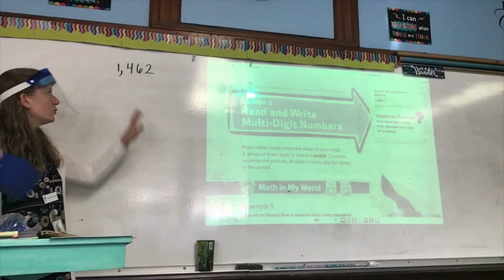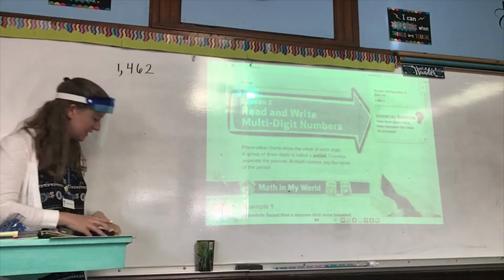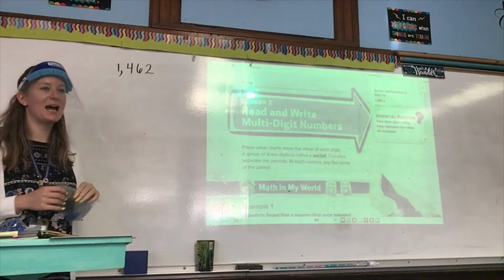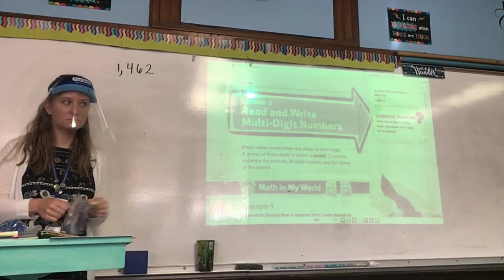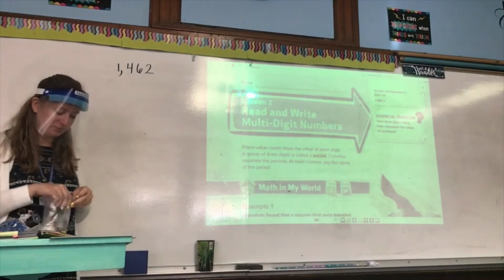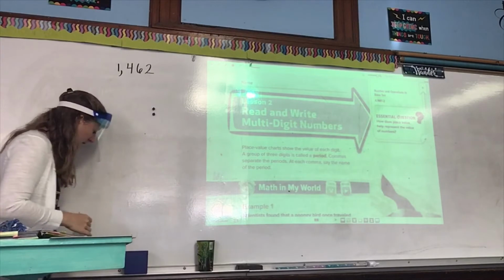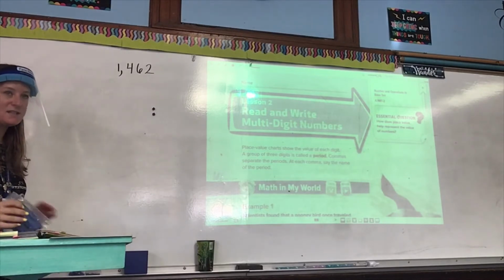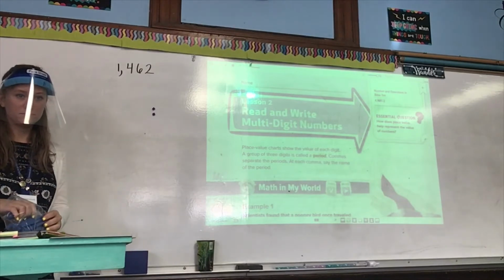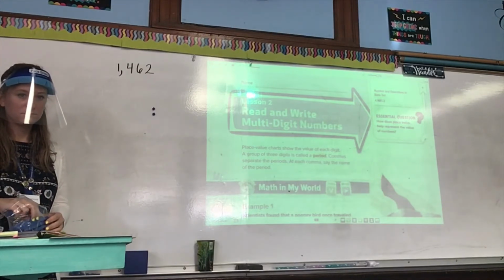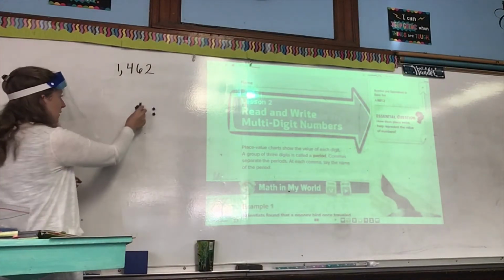So, to use base 10 blocks to show 1,462, first, how many ones cubes would I need? Zadie? 2. How many 10 rods would I need? Smith? 6.